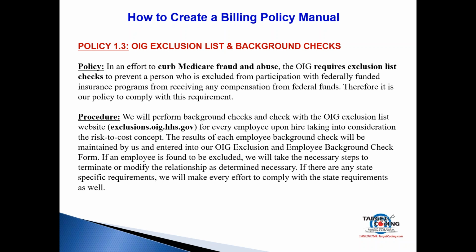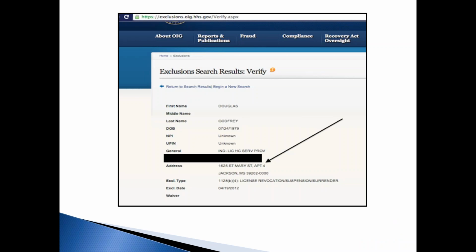We're going to perform background checks. We're going to go to the OIG exclusions list. There's the website. You see it? exclusions.oig.hhs.gov. So upon hire and every year, for every employee that has anything to do with Medicare billing and coding, this is Medicare we're talking about. If you have a staff member that's going to treat cash patients, Blue Cross Blue Shield, you don't have to do this. So here, you go to the website.